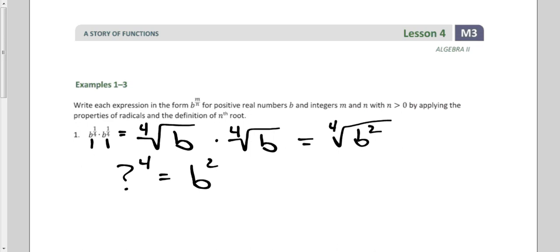So, here's what I'm going to do. I'm going to say this thing is equal to the square root of the square root of b squared. We have 2 square roots. I just spent the last 5 minutes explaining that.